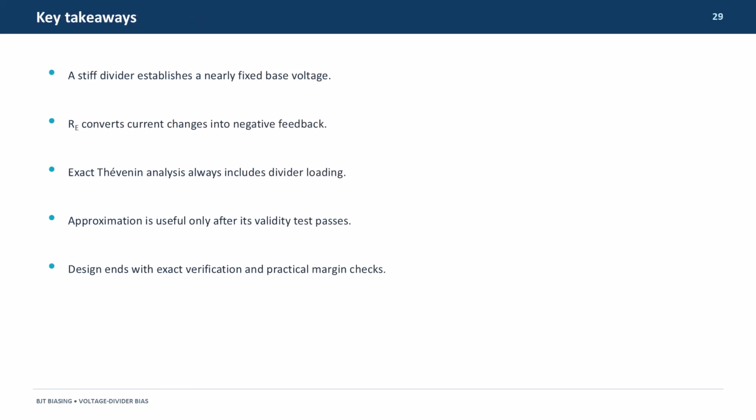Voltage divider bias works because the divider establishes a nearly fixed base voltage while the emitter resistor supplies negative feedback. Exact Thevenin analysis includes base loading and is the reliable reference method. Approximate analysis is efficient only after the stiffness criterion passes. A complete design chooses practical resistor values, verifies the Q point exactly, and checks region, power, tolerance, and beta sensitivity.